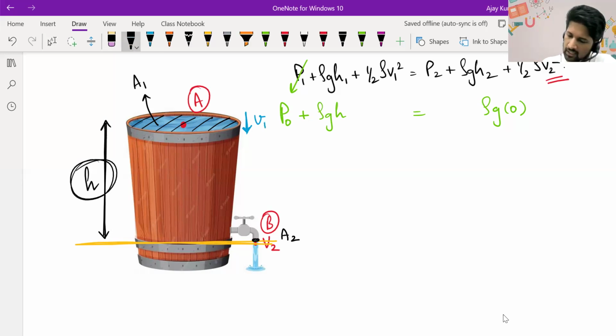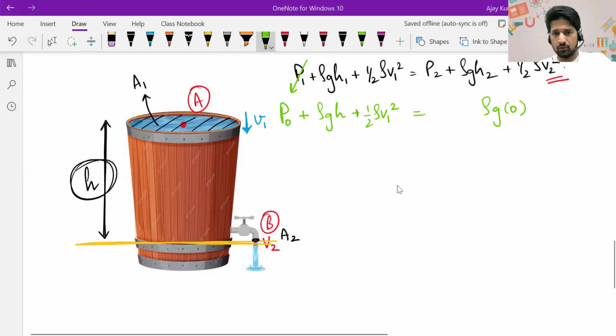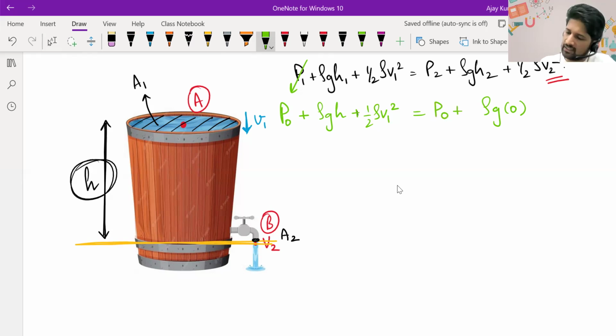So let's complete Bernoulli's equation: plus half rho V1 square. We don't know the expression for V1 or V2. Is equal to, next on the right hand side, you have P2. What is P2? P2 is the pressure of water when it just comes out of the tap. Can any one of you tell me how much it will be? Where water leaves the tap, how much will the pressure of water be? Atmospheric pressure. Good. Because it is open to atmosphere. So P2 is also P naught itself, plus rho g H2 we have written, plus half rho V2 square.